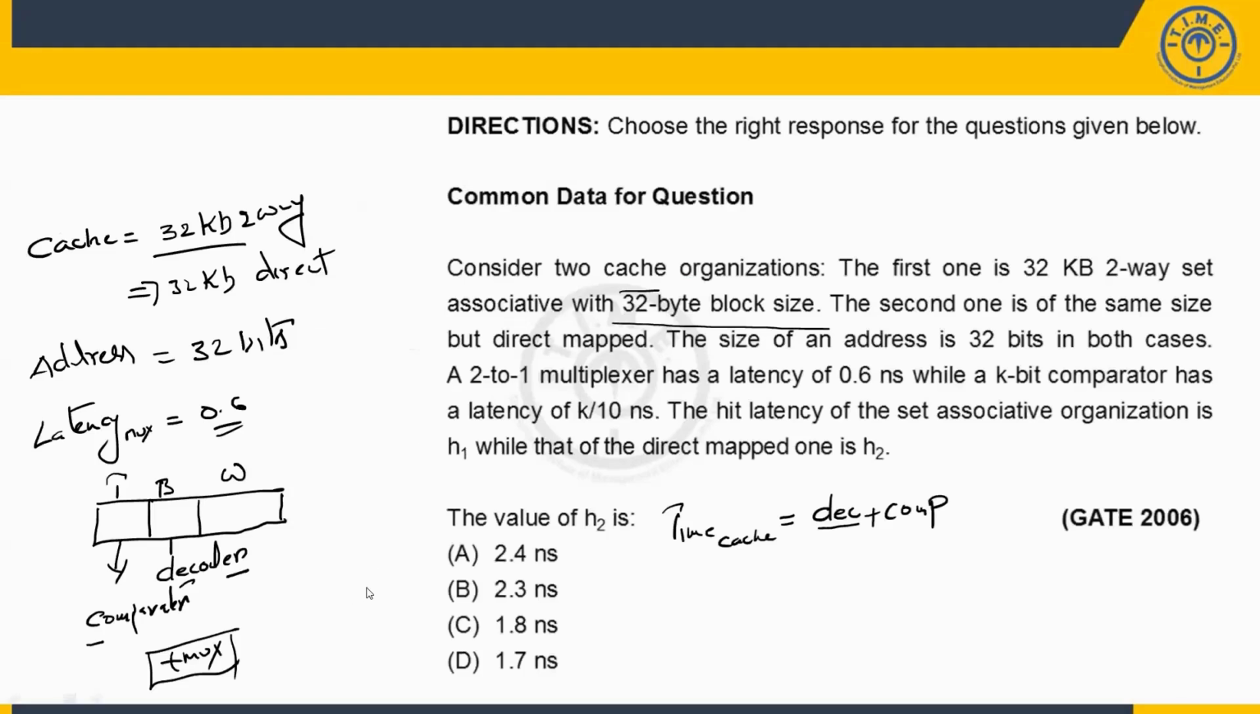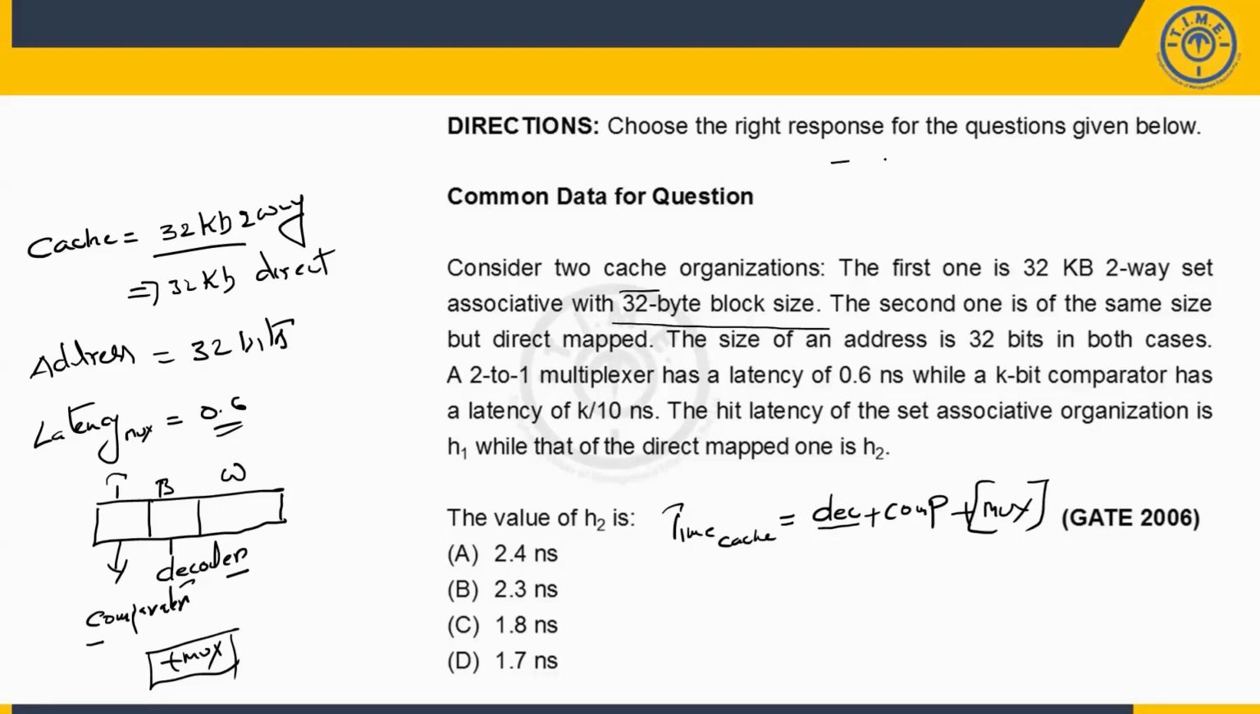But the important point to understand is that for a set associative mapped cache, we do require a multiplexer. So the time required to access the cache memory is decoder latency plus comparator latency plus multiplexer latency in the case of a set associative mapped cache. If it is a direct mapped cache, it will be decoder latency plus comparator latency. But in the question, nothing about a decoder is specified, so decoder latency is negligible. So let us calculate the hit latency for a set associative mapped cache and a direct mapped cache.